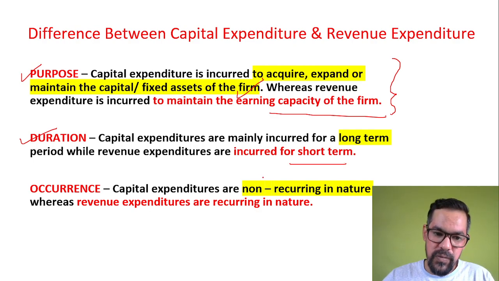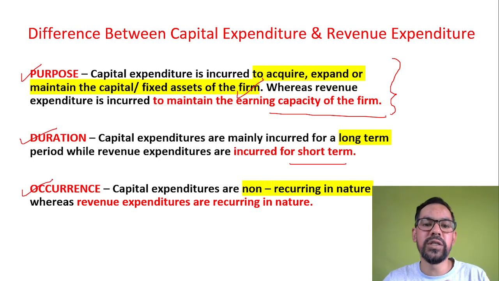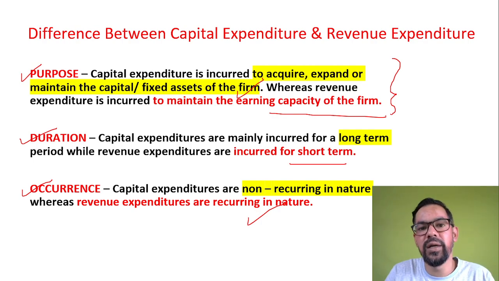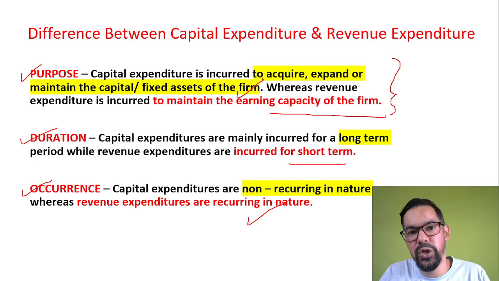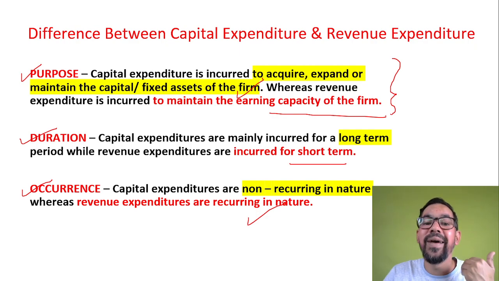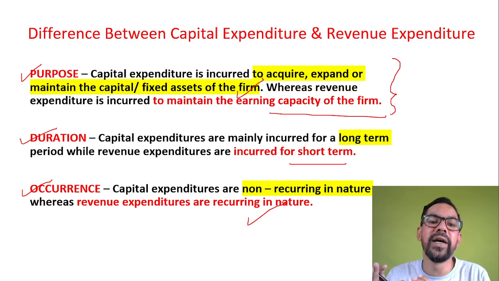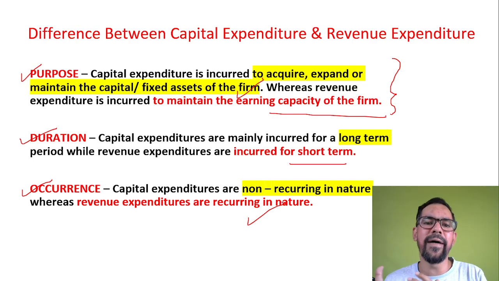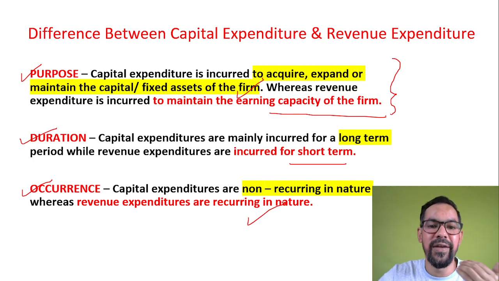Then we have occurrence. If you talk about the occurrence in nature, capital expenditures are once, non-recurring in nature. But if you talk about the revenue, these are generally recurring expenditures. Like every month you have to pay salary, every year you have to pay insurance premium, every month you have to pay the electricity bill. So these are recurring in nature. But if you talk about capital expenditure, you buy that particular truck for the transportation things. Now you'll have it for 15 years, 20 years, whatever the life of that particular asset.